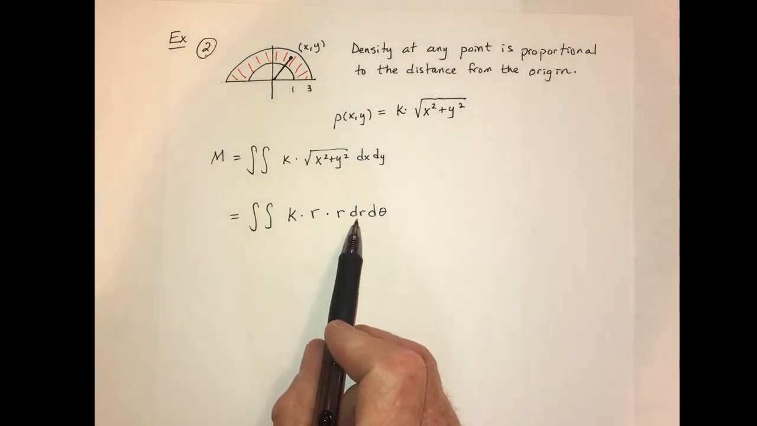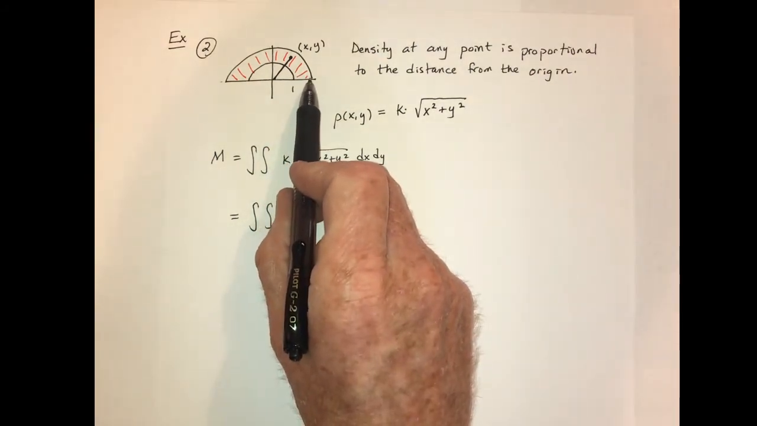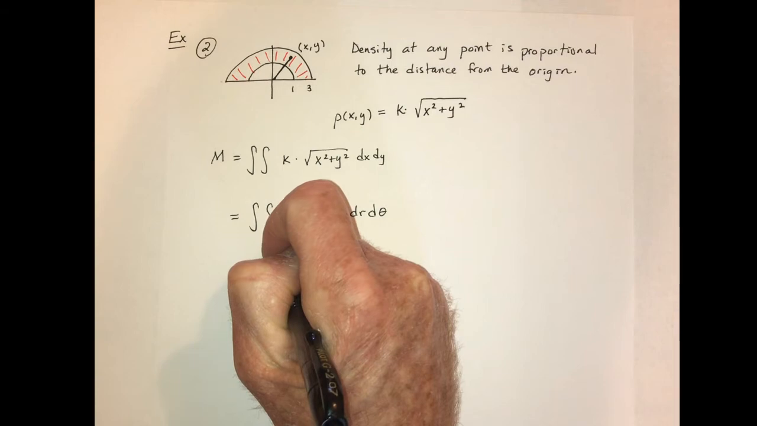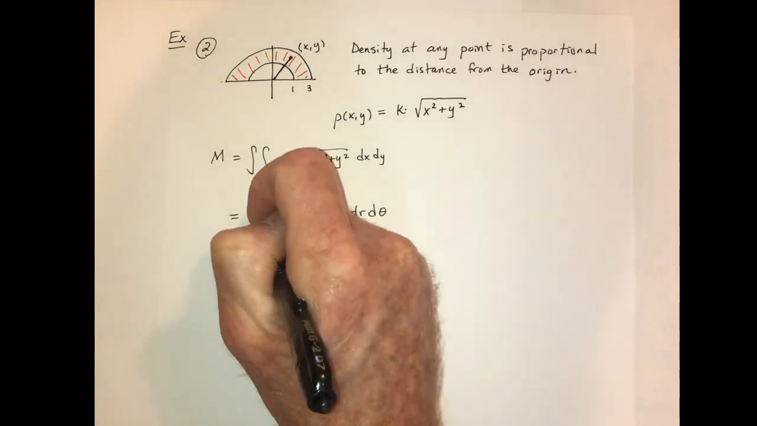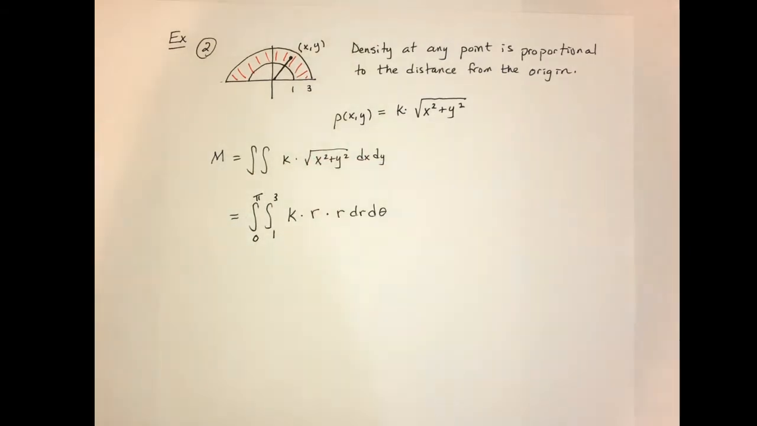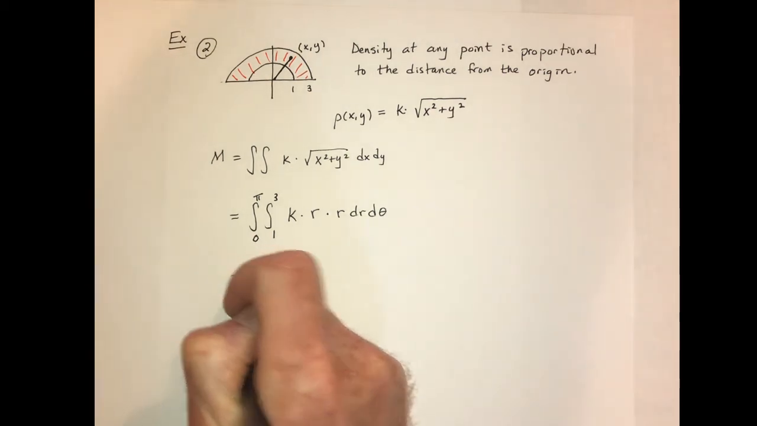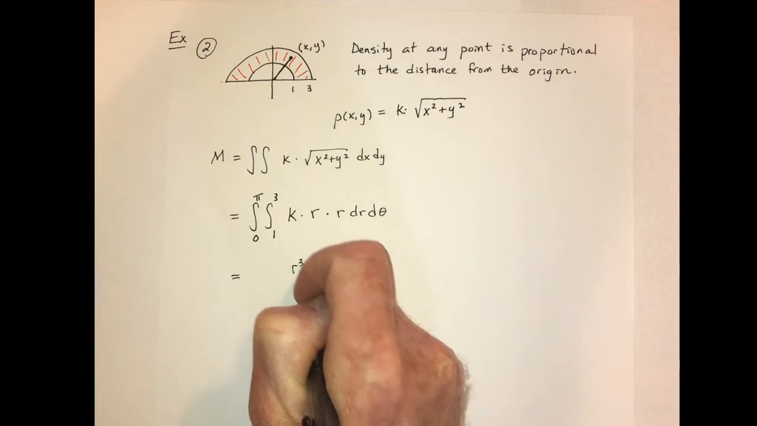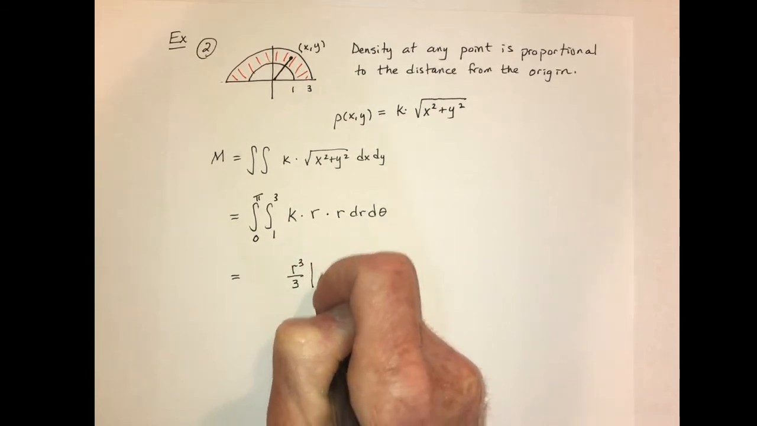And it's nice that we're using r because setting up the limits will be easy. This is a circle of radius 1, this is a circle of radius 3. So the limits go from 1 to 3. And because it's the top half of a circle, the angle will go from 0 to pi. Now integrate. So this is r squared. The antiderivative of that is going to be r cubed over 3, evaluated from 1 to 3.